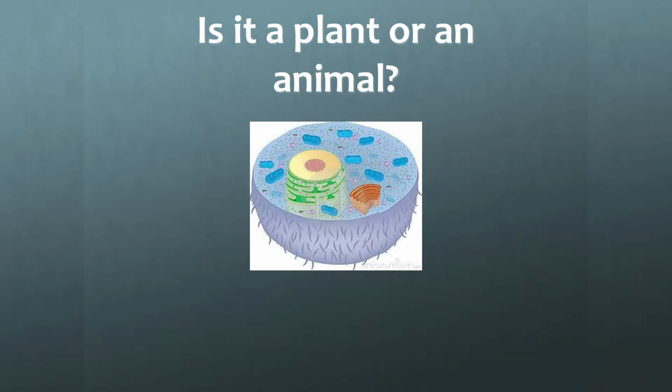And last one. Take a look. Take a guess. It's going to be an animal cell. It is round. I don't see a cell wall. I do see a number of complex organelles, but we would call that an animal cell.